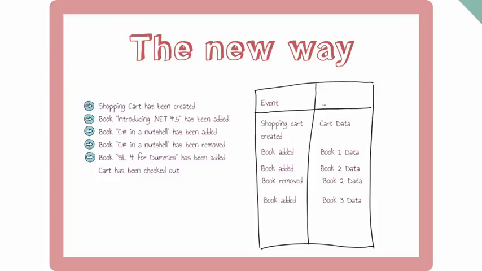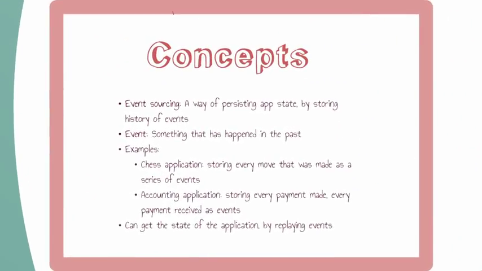And if, for some reason, the application crashed at that point, all you need to do is play those events back, and it restores the state of the application to where you want it to be. That's pretty much what event sourcing is all about, right? It's a way of persisting application state, but instead of storing the current state, we store it as a history of events. So what is an event? It means something that's happened in the past, and it's got a whole bunch of related information about the event itself.